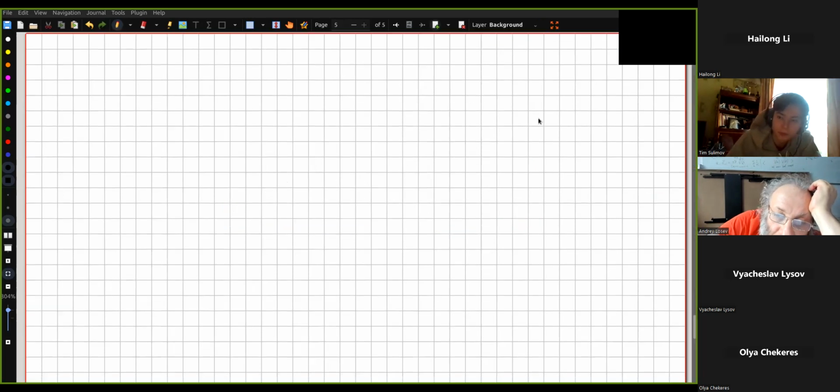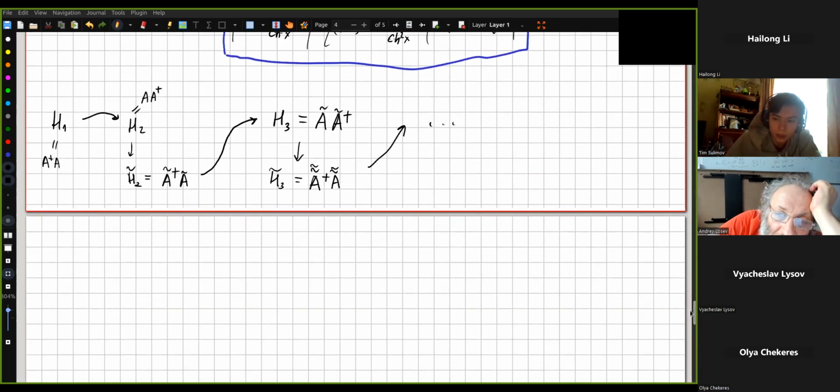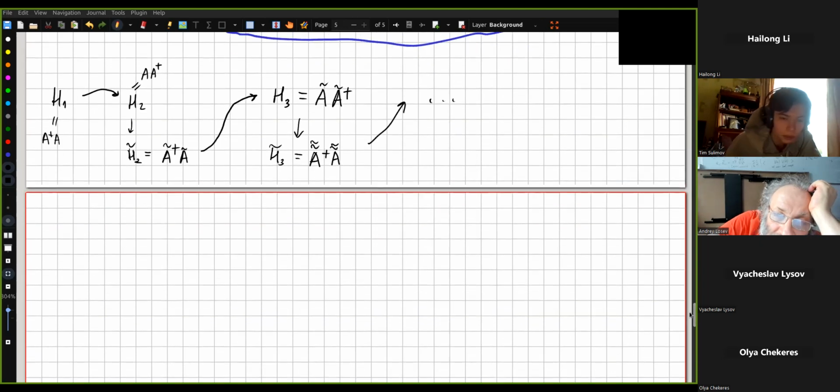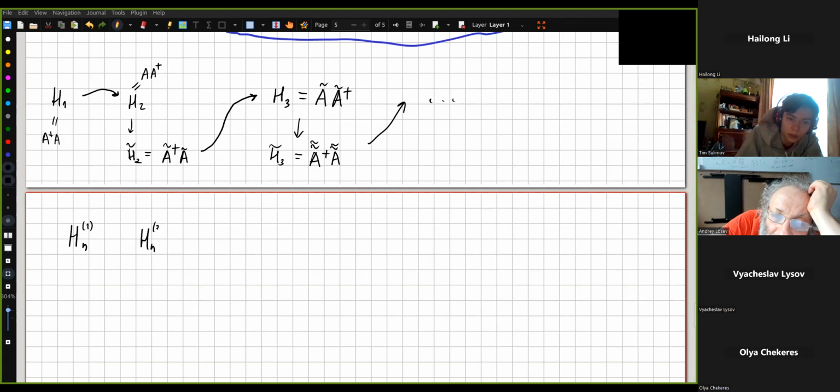So, guided by this idea, we now introduce a better notation. All these potentials split into pairs, and the potentials in a pair shall be called Hn with the index 1 and Hn with the index 2. So these are the Hamiltonians connected by a partner transformation. And the index n will show how many partner transformations we have done.